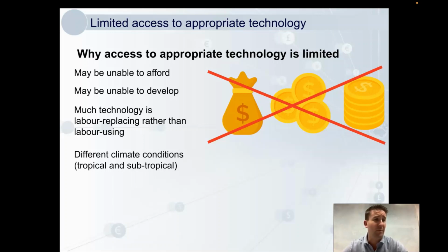And they also have different climate conditions. We'll revisit this later, but most developing countries are in tropical and subtropical environments, which are different to most of the developed countries in the world.